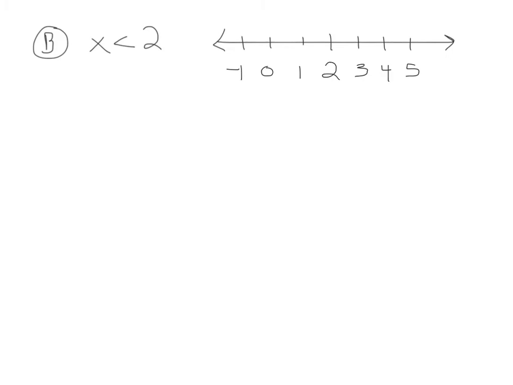And the numbers that are less than 2 would be all of these numbers here. Okay, all of these are less than 2, all the way up to, but not including, 2. So you'd put a hollow circle around the 2, because 2 is not less than 2. But everything up to that point, you shade them all and you put an arrow.